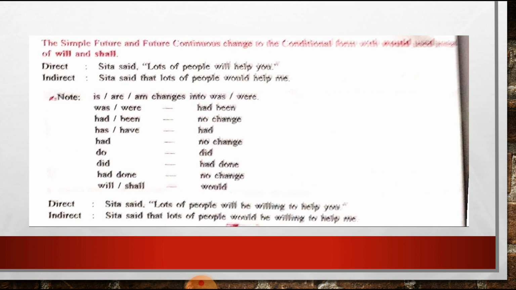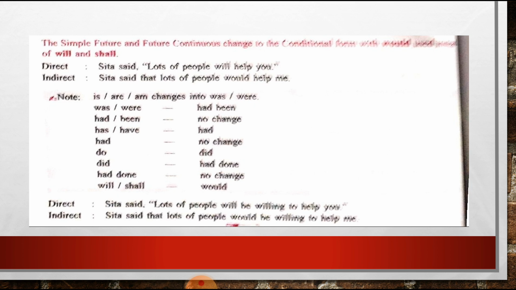The simple future and future continuous change into the conditional form, with would used instead of will and shall. See, Sita said, "Lots of people will help you." Sita said that lots of people would help me. The simple future "will help" and future continuous change into a conditional form with would. Would is added instead of will and shall.